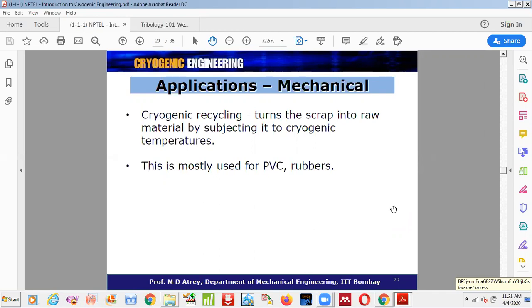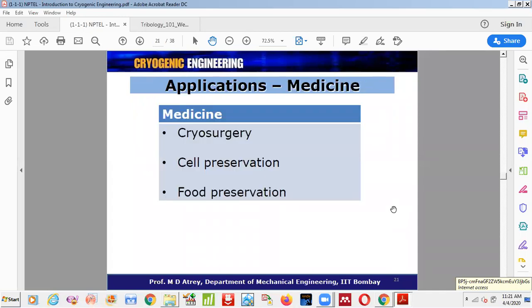Okay, this is mostly used in PVC and rubbers. PVC means polyvinyl chloride. Okay, these are all the other cryogenic applications. Now, the applications in the field of medicines: cryosurgery, cell preservation, food preservation.